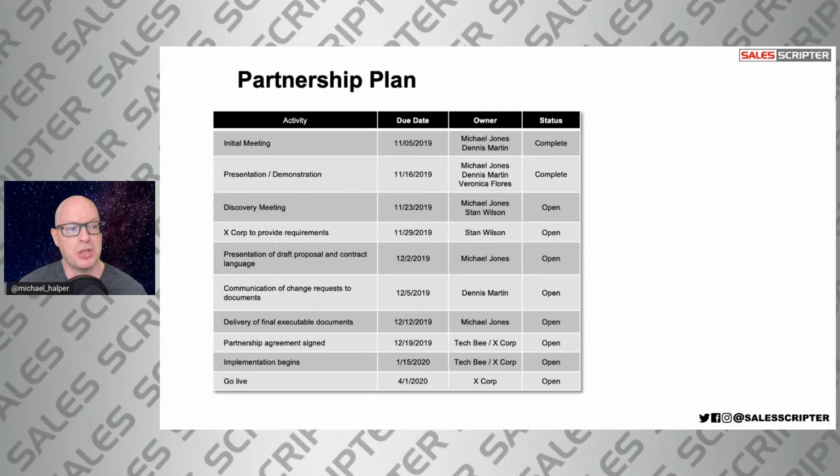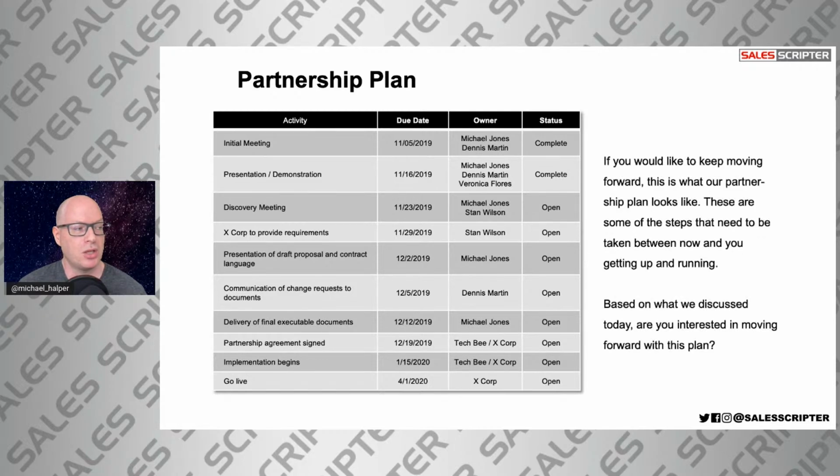So the way you would present this is at the end of the presentation, you could say something like this: if you'd like to keep moving forward, this is what our partnership plan could look like. These are some of the steps that need to be taken between now and you getting up and running. And based on what we've discussed today, are you interested in moving forward with this plan? So right there is your close. You're not closing for the purchase, you're closing for agreement with this plan, which basically includes them purchasing.